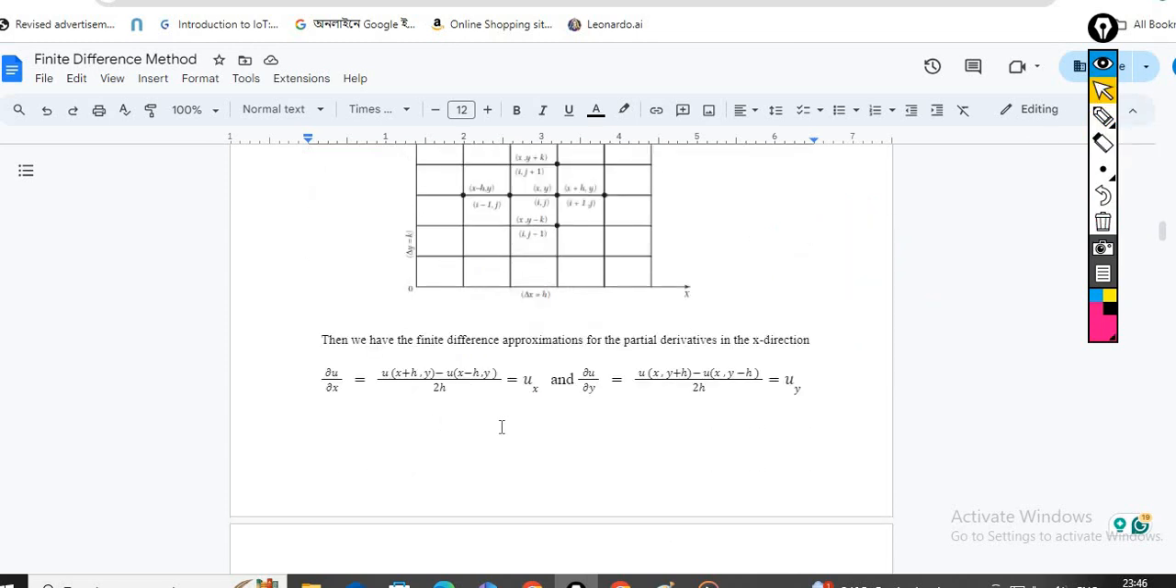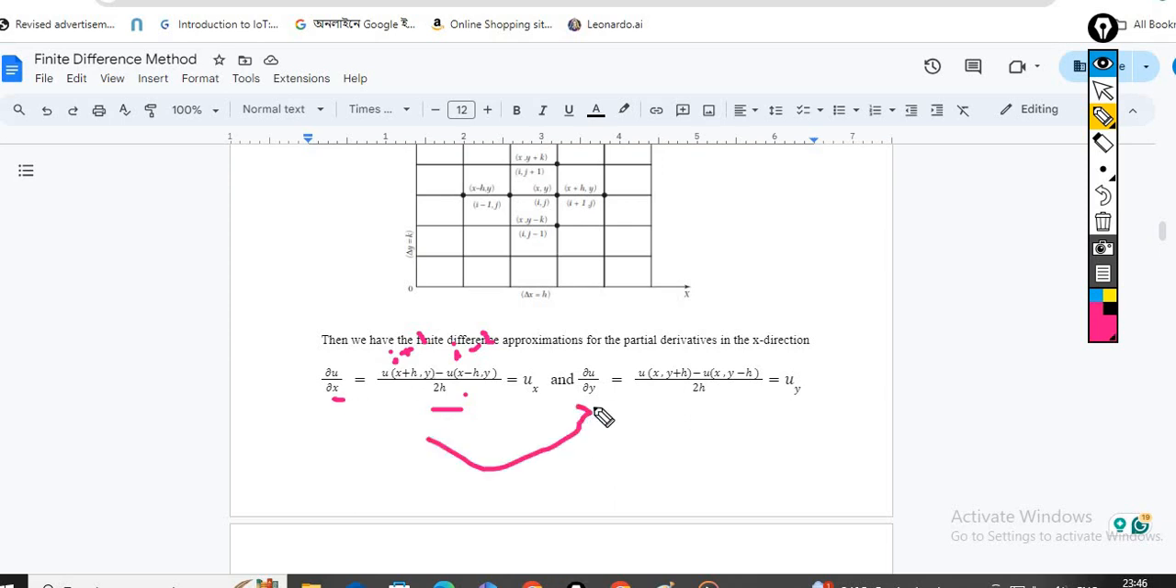So the equations can be written as du/dx. That means here you have x plus h, comma y. That means we are considering u(i+1) and y is considered at the ith one. And again you are considering i minus 1. So this is i plus 1, and this is i minus 1, divided by twice h. Same thing if you are only considering the variation along the x axis, y will be considered constant.